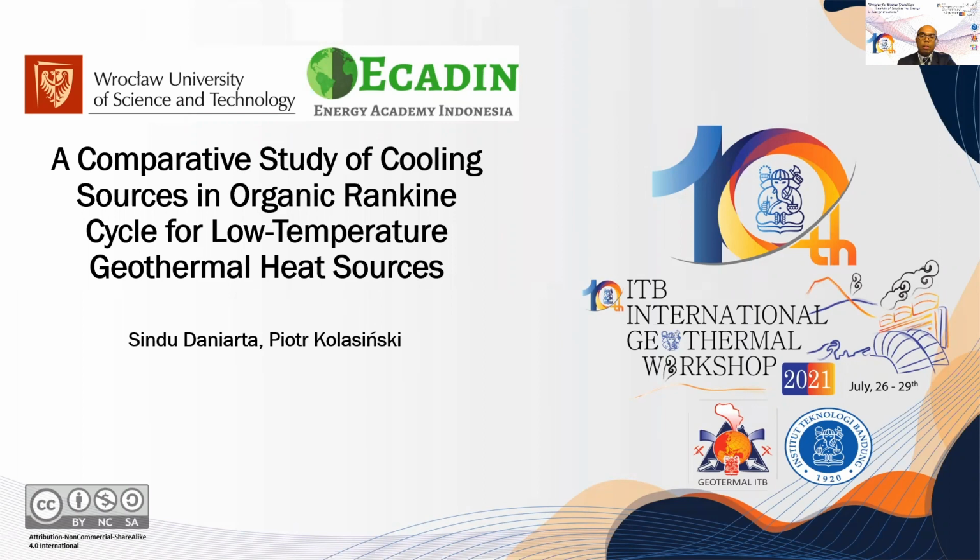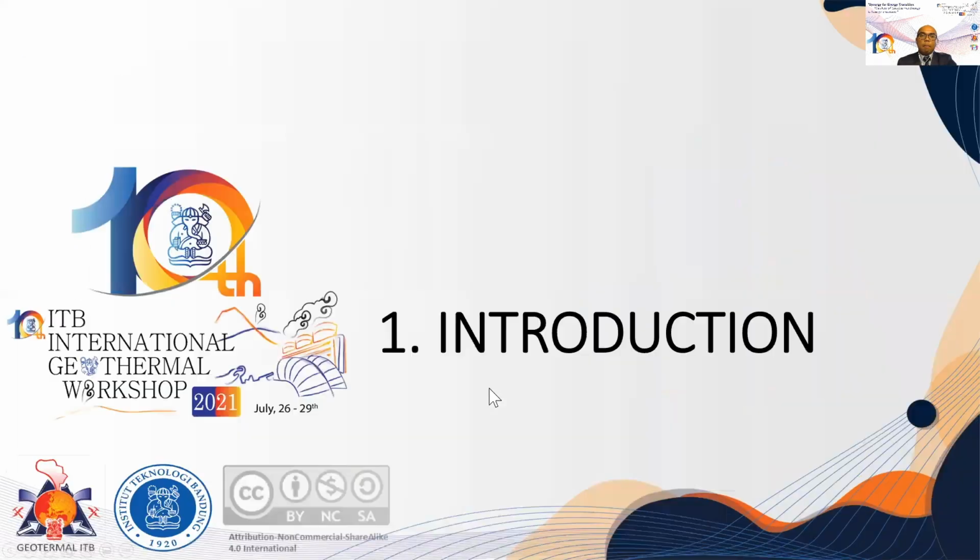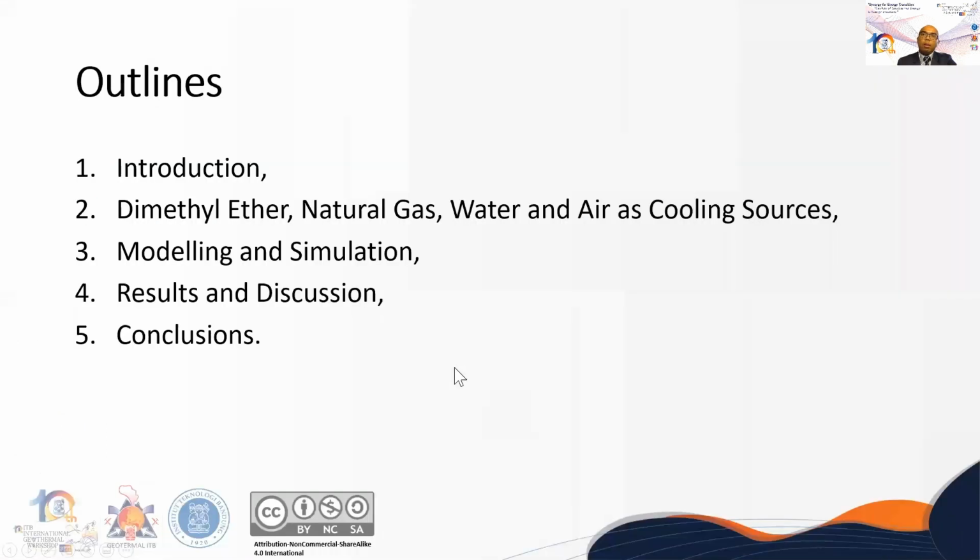Today, I would like to present our work about a comparative study of cooling sources in organic Rankine cycle for low temperature geothermal heat sources. Before we get started, I would like to highlight the outline of our presentation. It consists of 5 sections, starting from introduction, comparison of DME, natural gas, water, and air, modeling and simulation, results and discussion, and finishing with conclusion.